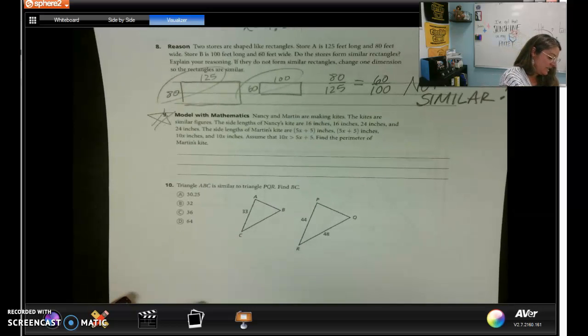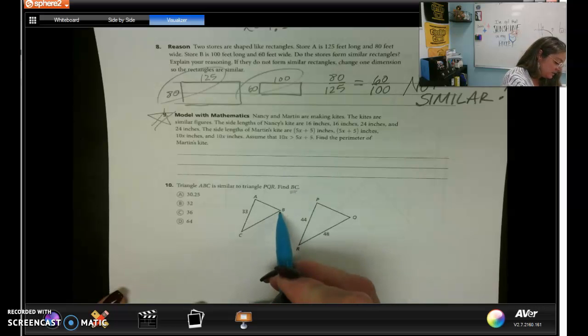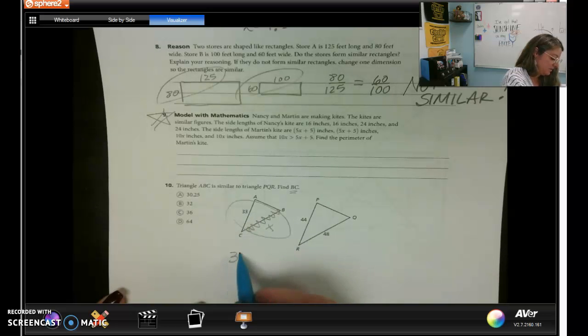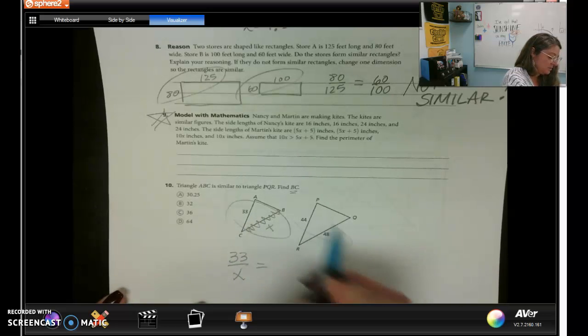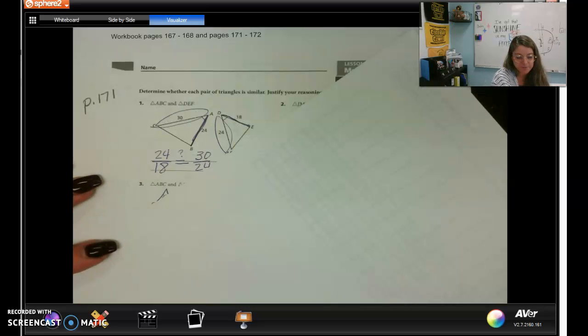Number 10, same thing. Let's go label it, right? We're trying to find BC. And so I'm trying to find this side right here. And so I know that 33 over x is going to equal 44 over 48. It's just a matter of you cross multiplying and dividing. All right, so on workbook page 171, again, your assignment is to do the whole thing.